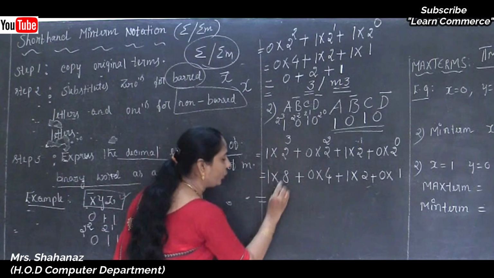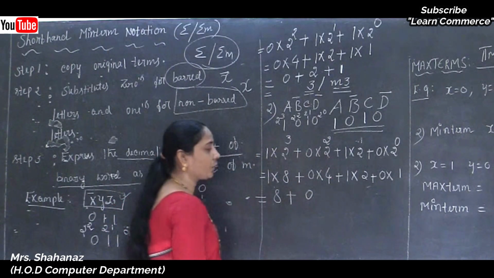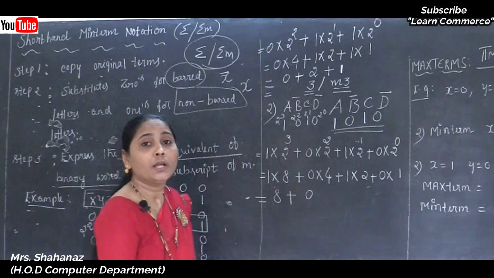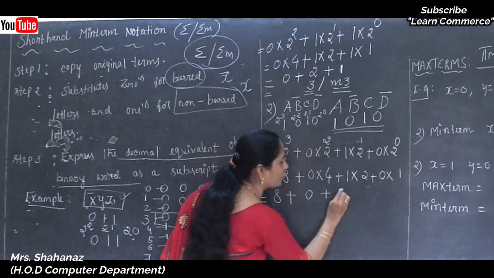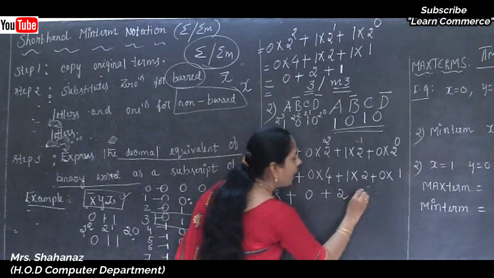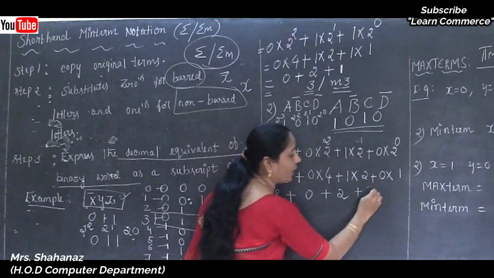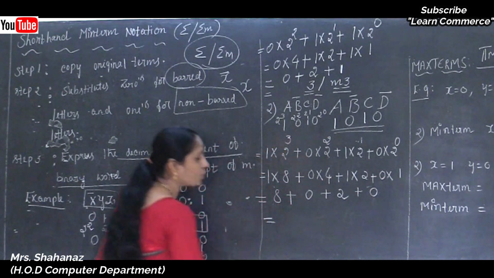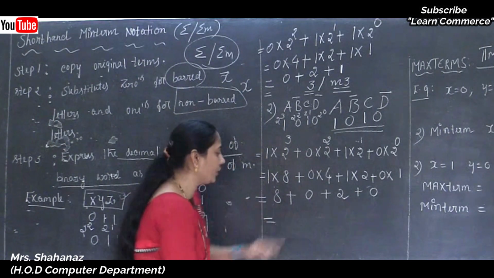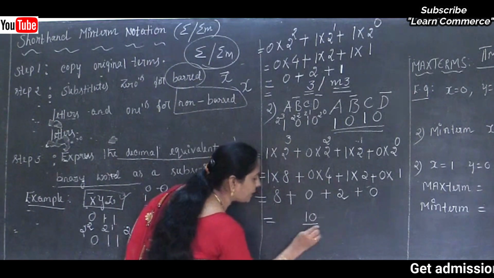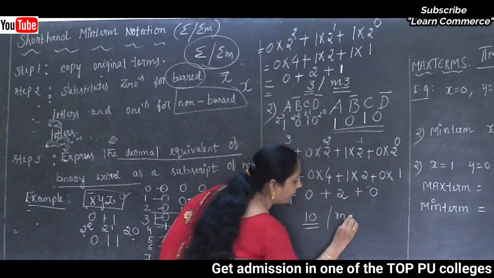Later 1 into 8, the value is 8, plus 0 into 4. Always when you multiply any value with 0, the result is 0 only, plus 1 into 2, the value is 2, and next 0 into 1, the value is 0 only. So when you add 8 plus 0 plus 2 plus 0, the value is 10. Clear this point here. So the value is 10, that is equal to small letter m10.